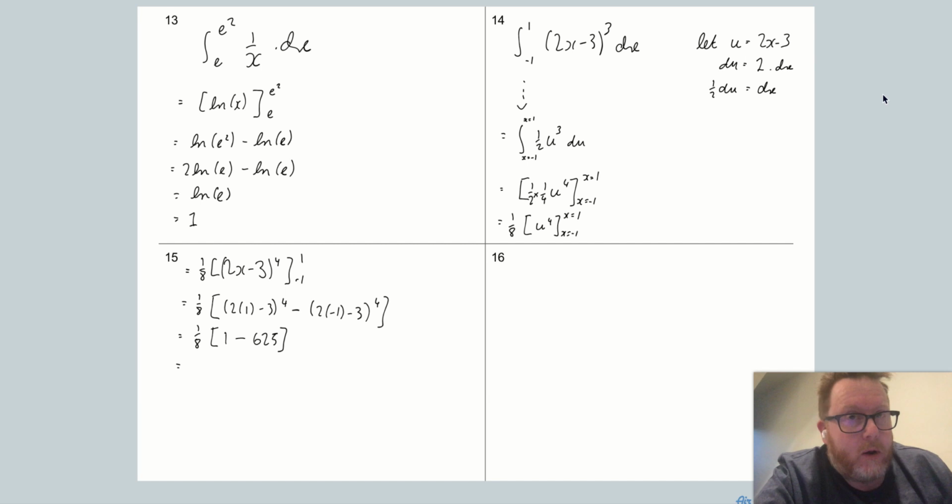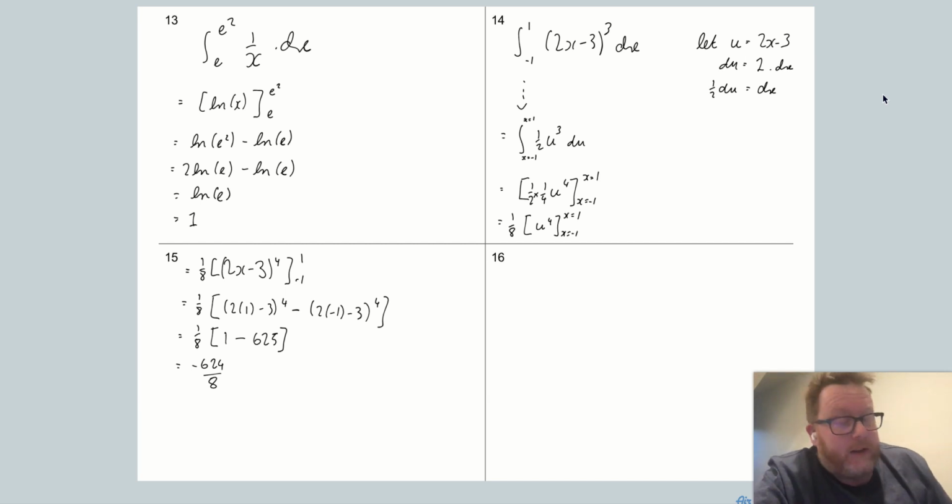So 1 minus 625 is negative 624. So we've got negative 624 over 8. It's going to be 1 times 624 to get me 624, 8 times 1. Okay, so I hope that's okay. If your fraction knowledge is a bit weak, that might be a bit of a step too far, but if that's the case, then we'll have to do something about it.